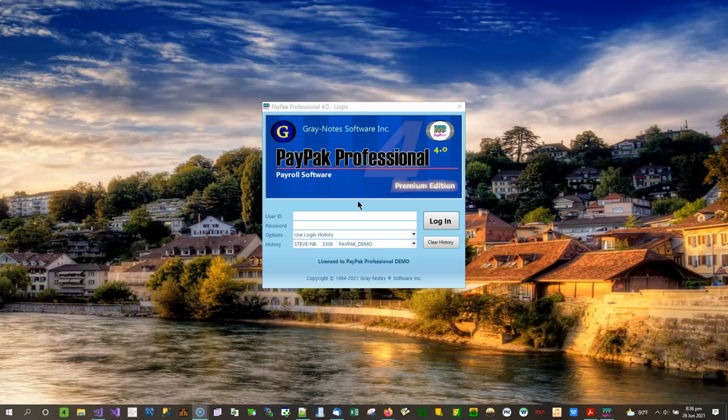Account assignment is the allocation of accounts to various sections of the software so that after a batch is posted, it will generate the accounting entries to be sent to your general ledger. It is important to understand how account assignment works in PayPak Professional in order to ensure that accounting entries with the correct debit and credit amounts are generated by the software. So let's log in and show you how it's done.